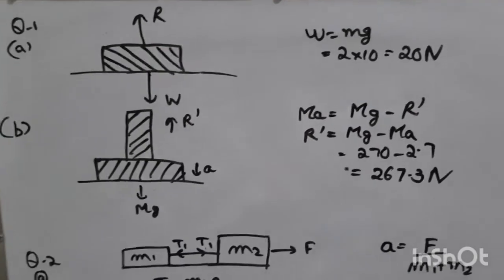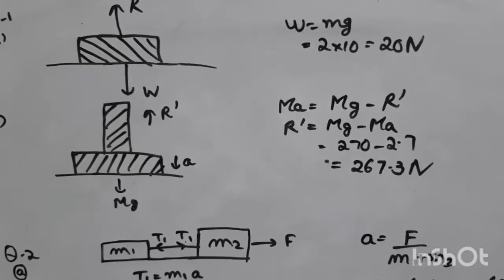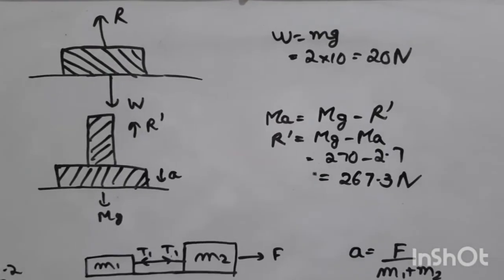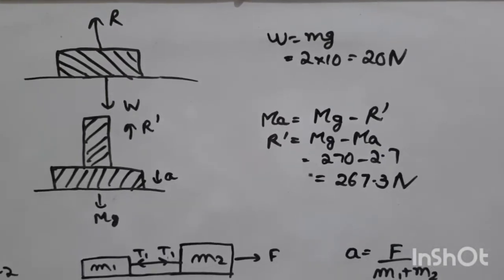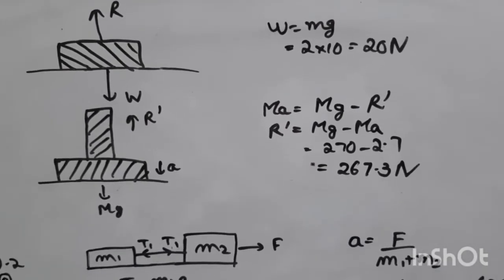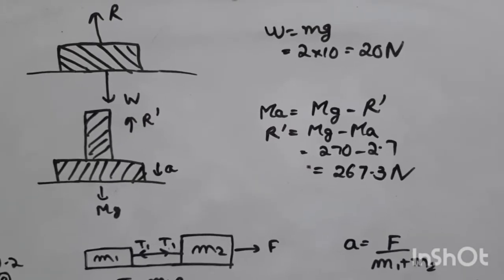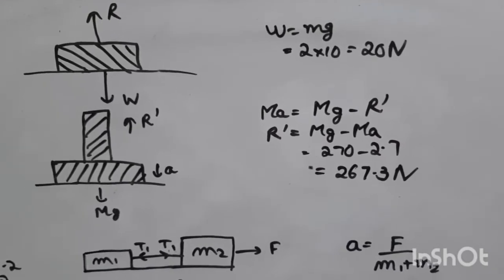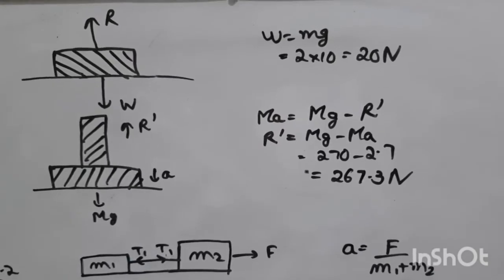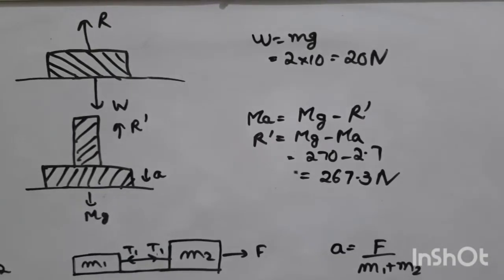Which is equal to 20 Newton. Now in the second case, when we place the cylinder, we have a third force, that is the force due to acceleration A. So here we have three forces. R dash is the reaction force in upward direction, mg is weight in downward direction, and A is acceleration in downward direction. So the force due to acceleration will be equal to the force due to weight minus R dash. R dash is the reaction force, and when we calculate it, we will have mg minus ma.